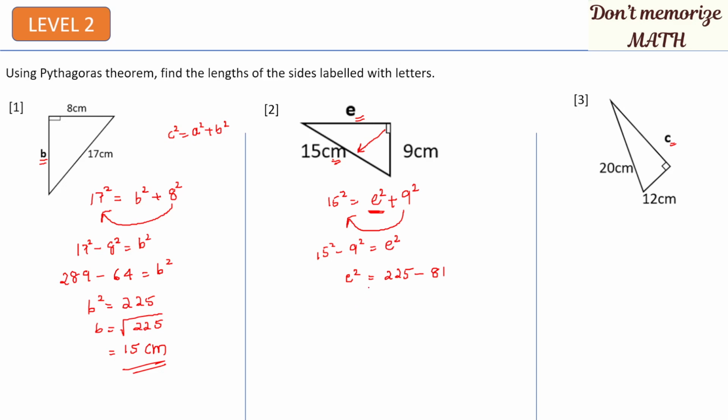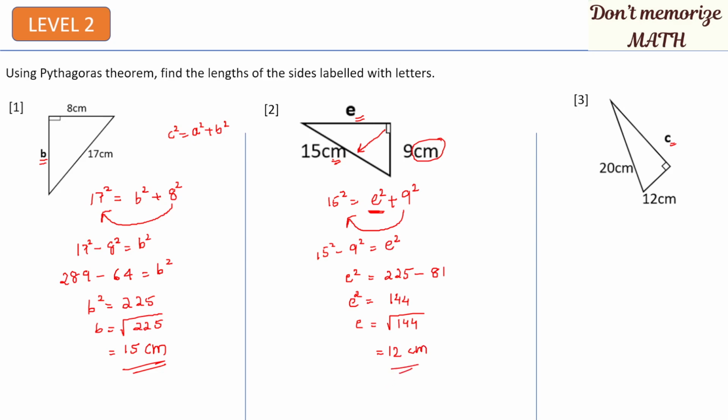So e square is equal to 225 minus 81. So you will get 144. So take the square root of 144, so e is equal to square root of 144, that is 12. All other sides are in centimeter here. So e will be 12 centimeter.